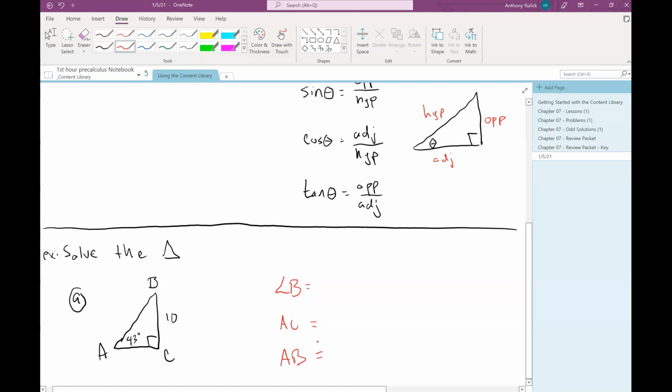Let's start by finding that angle B, because that's pretty easy to do. How can I find the measure for angle B? Add 43 and 90, and then subtract that from 180. Yeah.